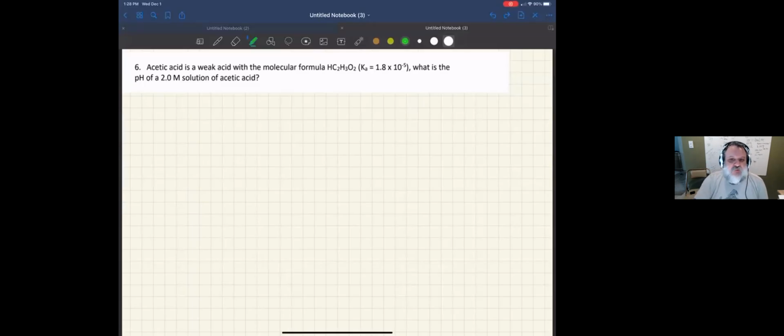All right, so here we are. Let's get into this first type of equilibrium problem where we're going to actually be using equilibrium concepts to solve for particular concentrations of stuff at equilibrium.